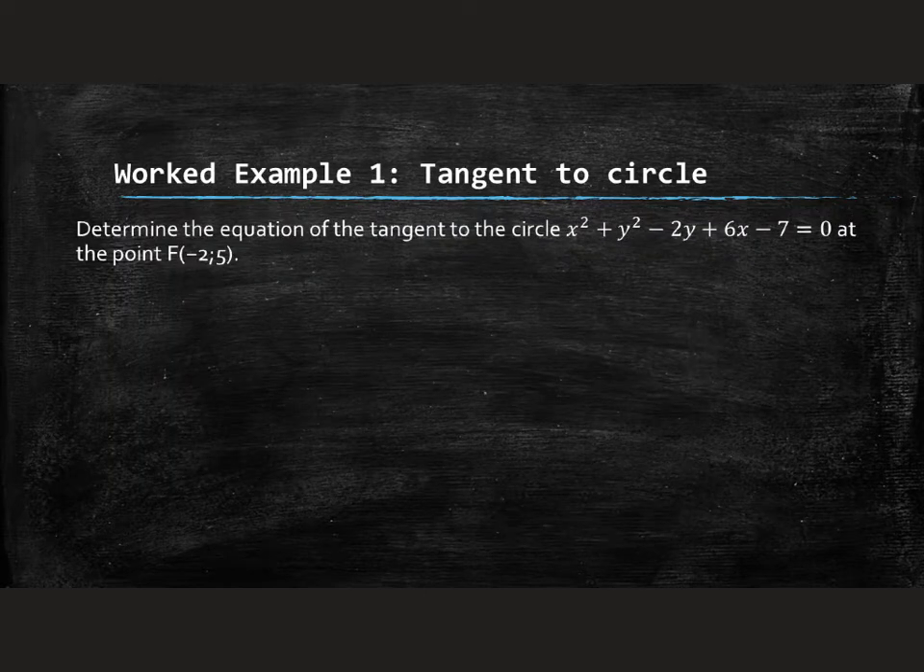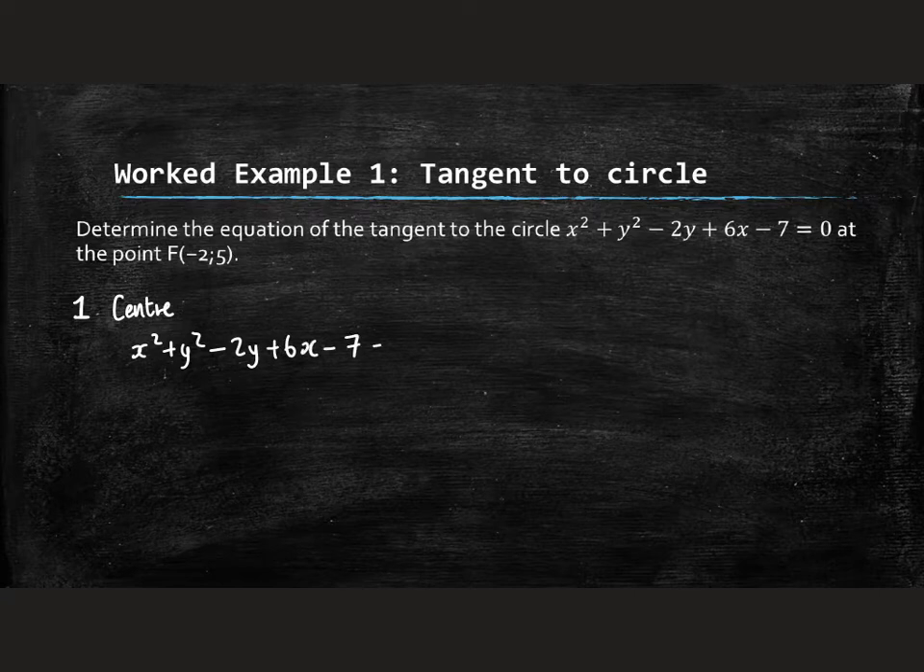Okay, the first example, worked example number 1. Determine the equation of the tangent of this circle at the point F, which is -2 and 5. Pause the video and give it a try yourself. Okay, good. Let's do this in steps. Step 1 says we need to first find the center. And so to find the center of the circle, we're going to take x squared plus y squared minus 2y plus 6x minus 7 equals 0, and complete the square to find its center.